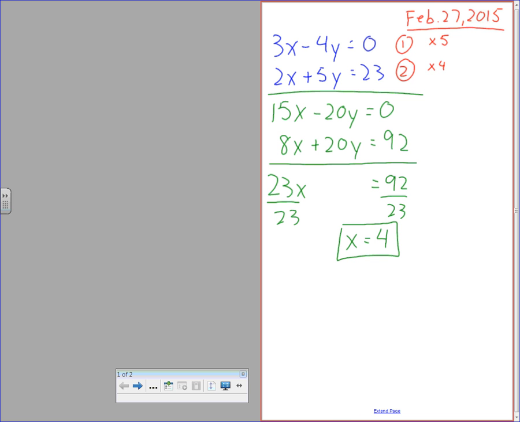Let me double check. So remember, you're not dividing by 92. You're dividing by the number in front of the x. Okay, great. Sorry, question?